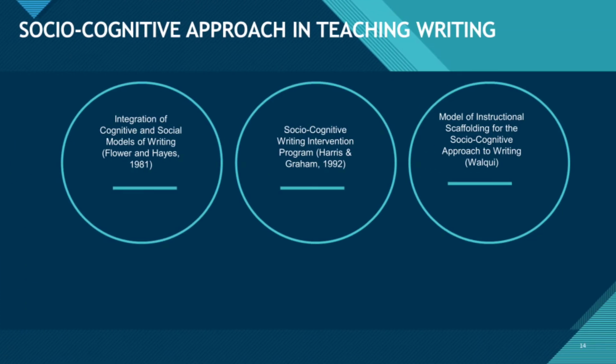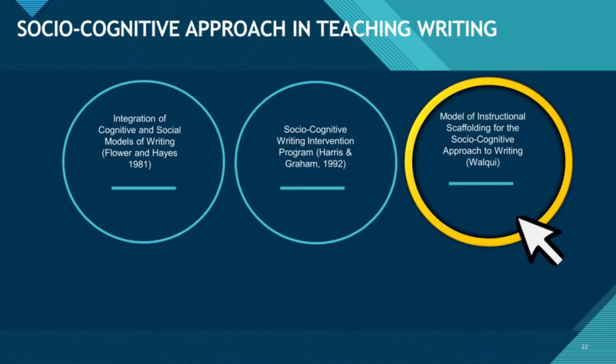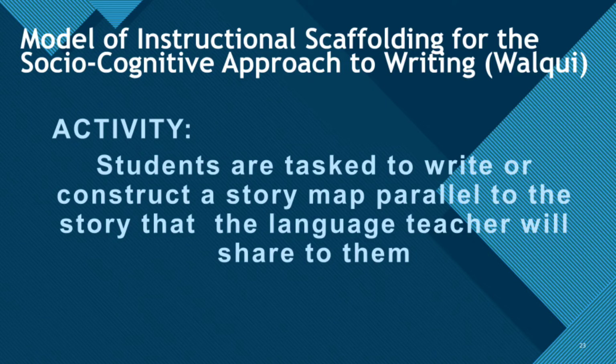There you have it, the Socio-Cognitive Writing Intervention Program by Harris and Graham 1992. Finally, we have the model of instructional scaffolding for the Socio-Cognitive Approach to Writing by Walke. In this model, there are 6 stages, namely modeling, bridging, contextualizing, schema building, representing text, and developing metacognition. The sample activity in this model is that students are tasked to write or construct a story map parallel to the story that the language teacher will share to them.